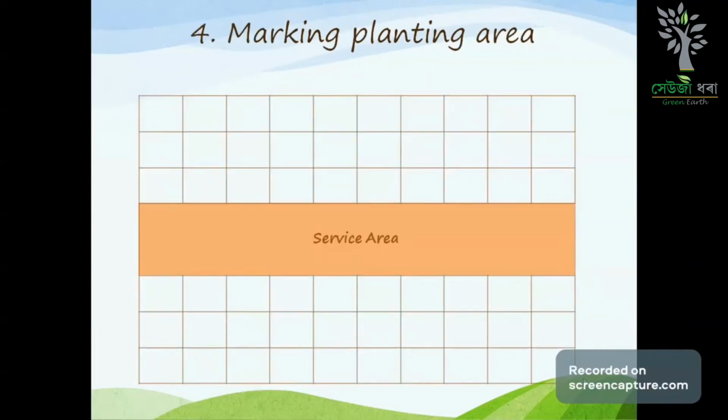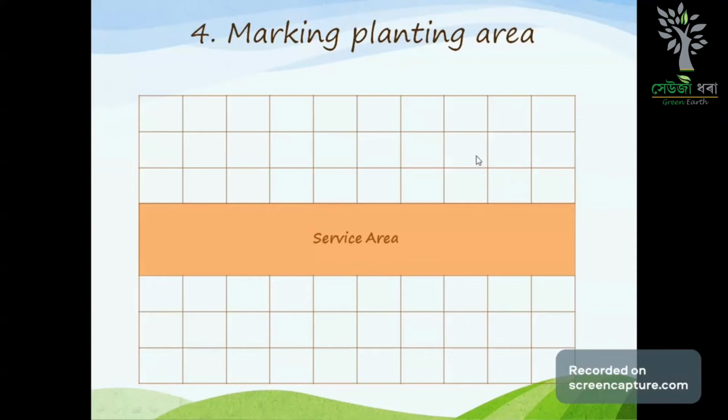Next is marking the planting area. While marking the planting area, you have to mark the road. I haven't shown the road here, but you need to mark the road and the servicing area as well. Why you need a servicing area is because these forests are really dense. Once the trees grow, it becomes really difficult to get inside the forest.